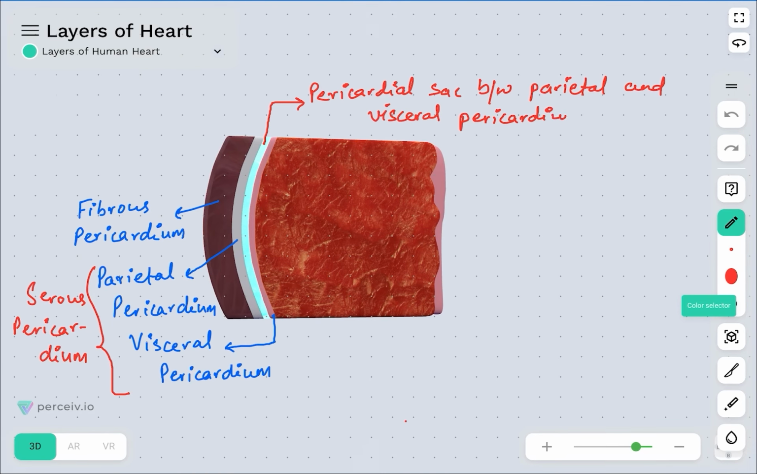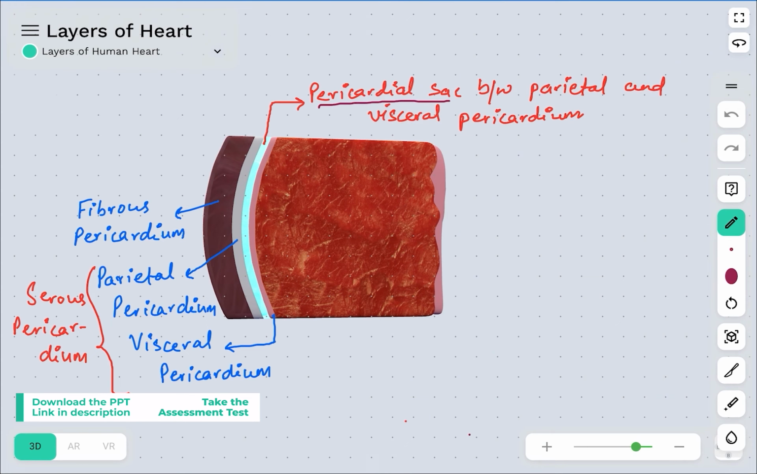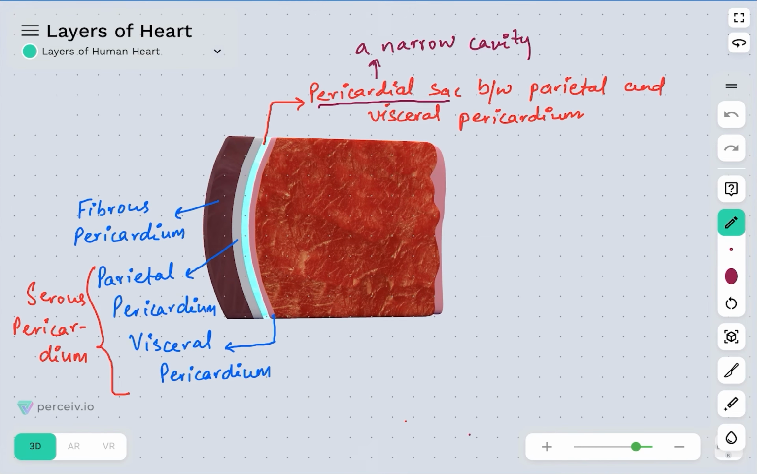Now the importance of this pericardial sac is that this is a narrow cavity between the parietal pericardium and the visceral pericardium. Now, this narrow cavity or the pericardial sac is actually filled with a fluid which is called pericardial fluid.